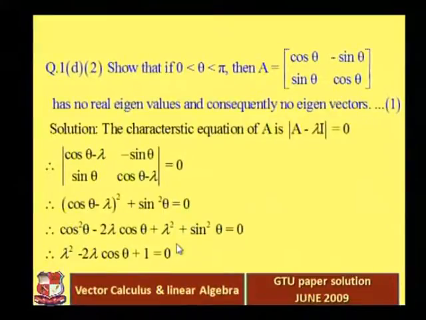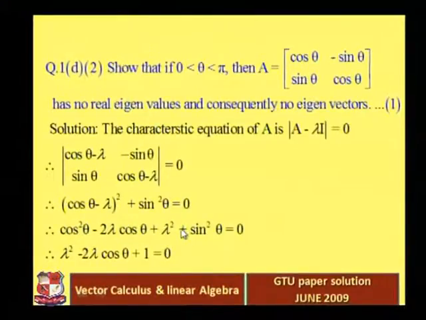Next question, question 1D, the second part. Show that if 0 is less than theta less than pi, then A = [cos theta, -sin theta; sin theta, cos theta] has no real eigenvalues and consequently no eigenvectors. Okay, no real eigenvalues of this matrix where theta is between 0 and pi, that we have to prove.